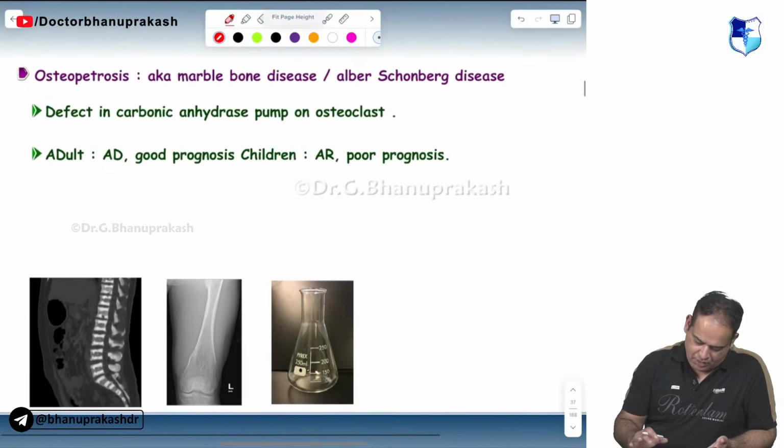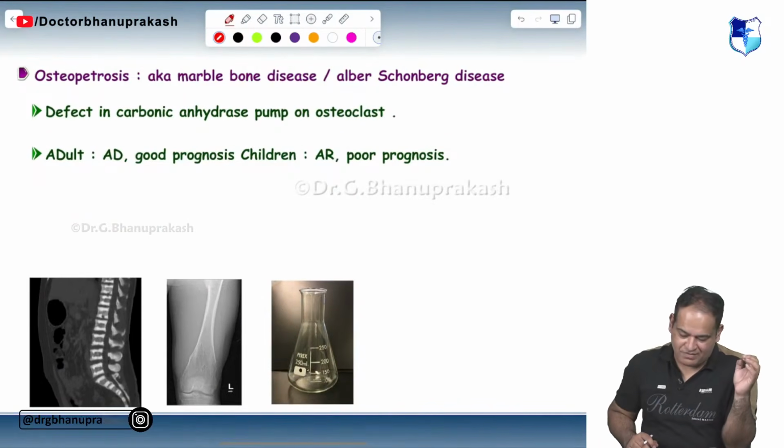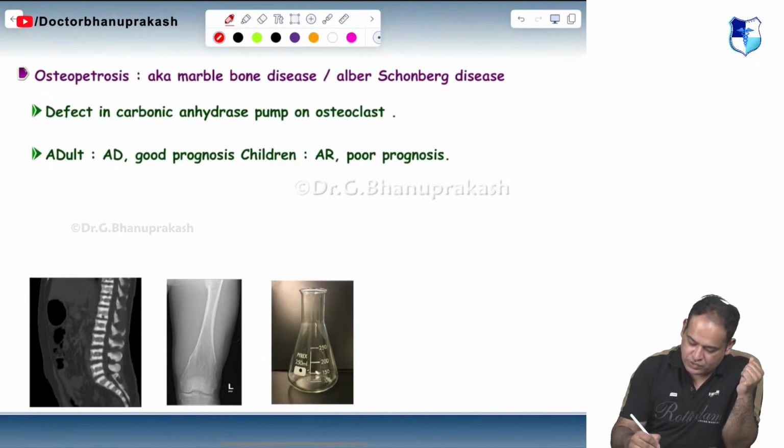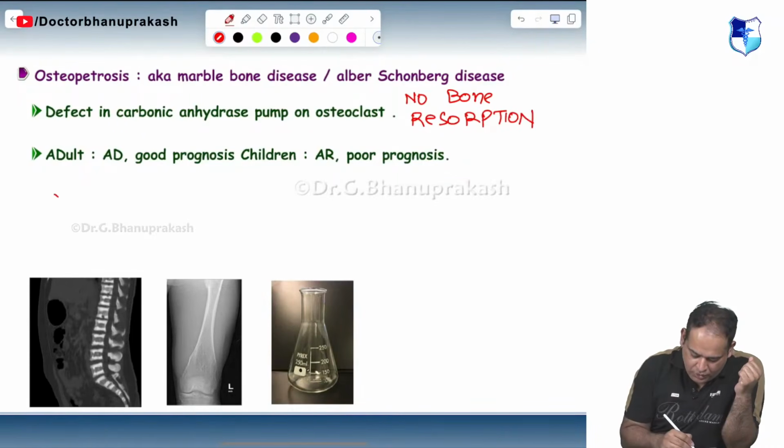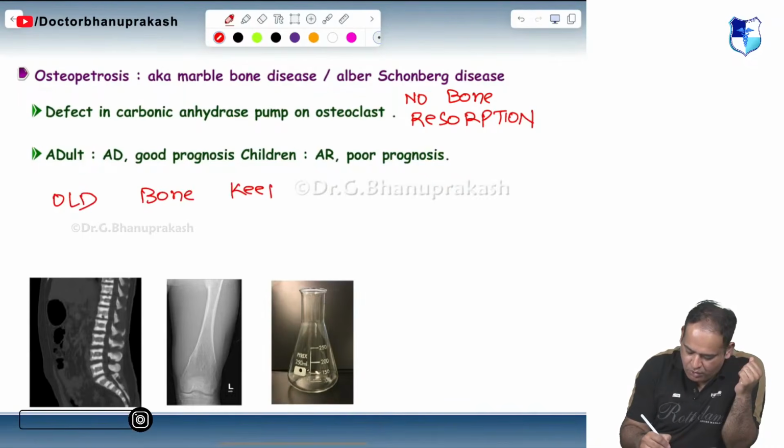Right? Now, osteopetrosis, also called marble bone disease. So here there is no bone resorption. Old bone keeps on accumulating.